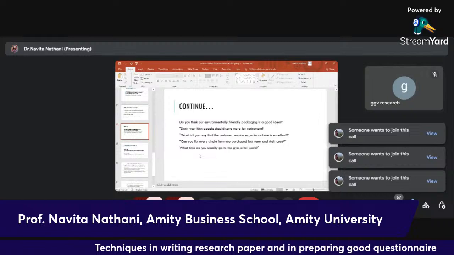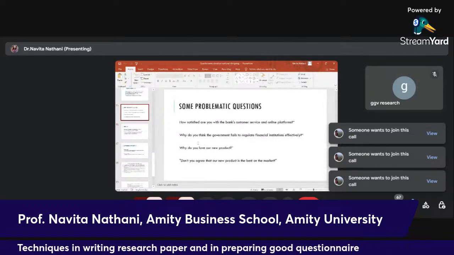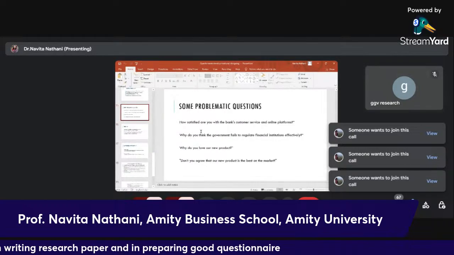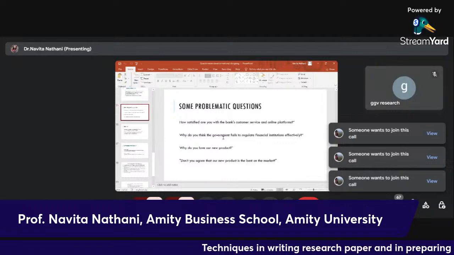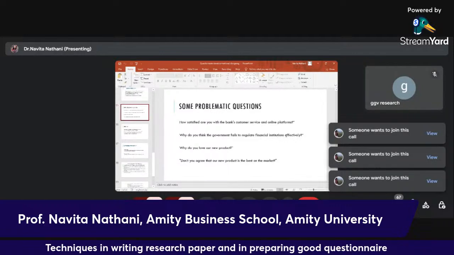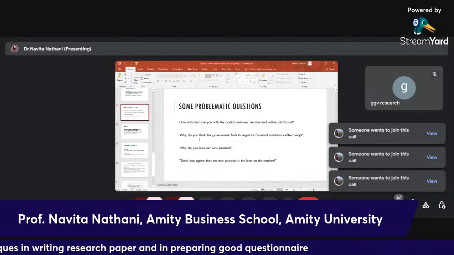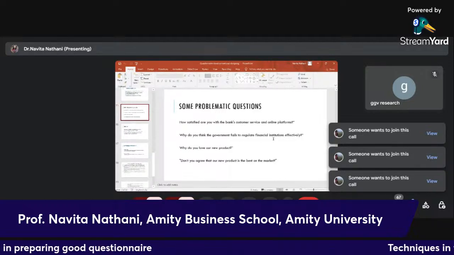So even we can make questions from this. जैसे मैं यहाँ पर इसमें से देखकर बना सकती हूँ. Why do you think the government fails to regulate financial institutions? I think the government regulations related to financial institutions are not proper. So मैं यहाँ पर I think लगाकर भी उसे क्या बना सकती हूँ? स्केल में बना सकती हूँ.